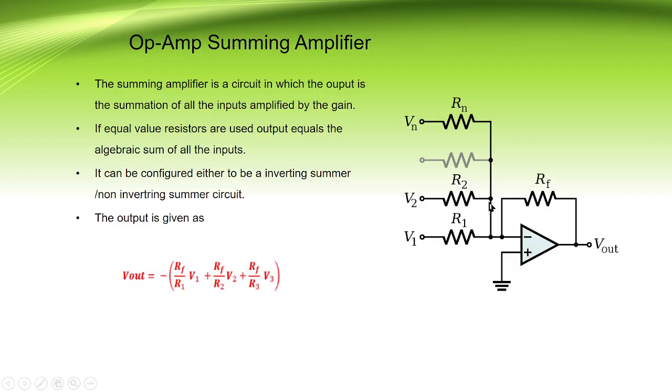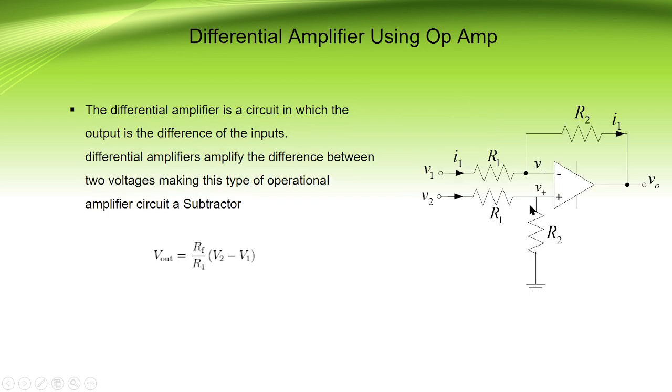As you can see here in the circuit, there are n number of inputs given through n number of resistors to the inverting terminal, and there is a feedback resistance. So this is an inverting summer.